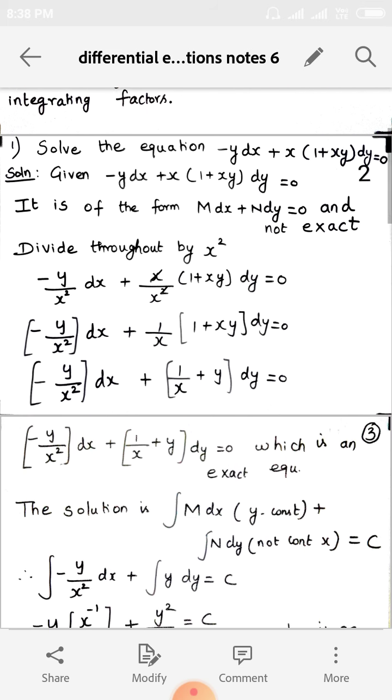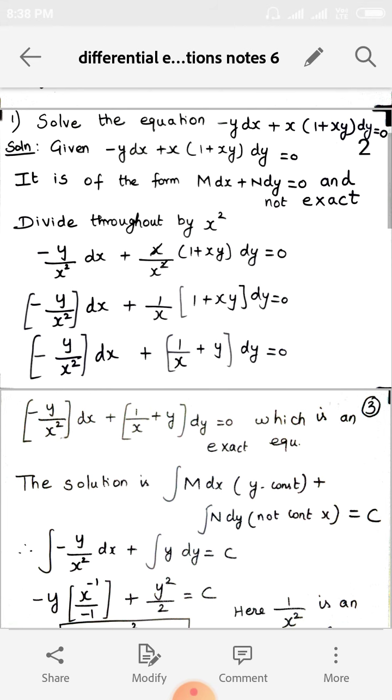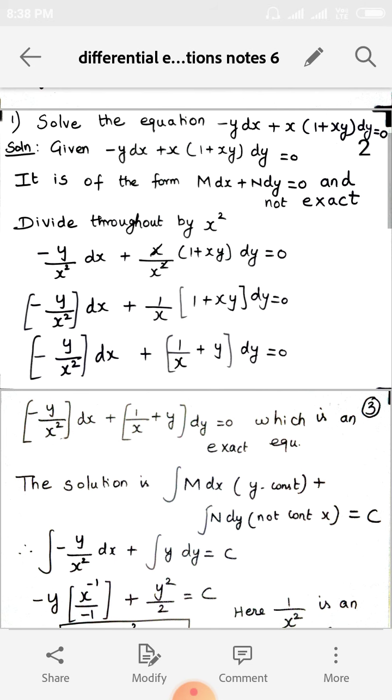See the first problem. Solve the equation minus y dx plus x into (1 plus xy) into dy is equal to 0. So let us see the solution. First write the given equation: minus y dx plus x into (1 plus xy) dy is equal to 0.